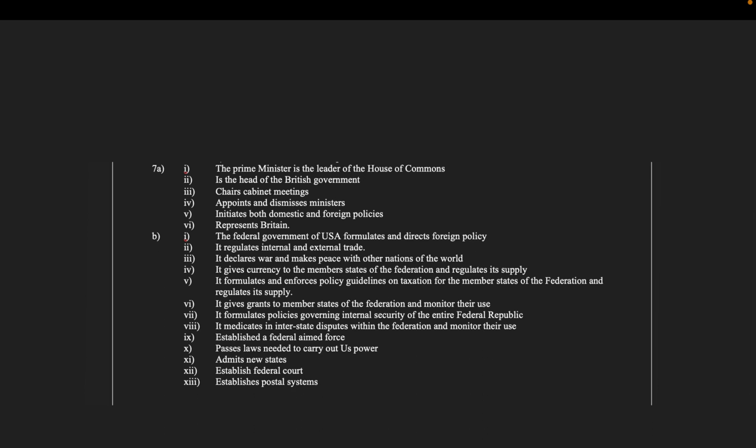Establishes a federal armed force. Passes laws needed to carry out its powers. Admits new states. Establishes federal courts. Establishes postal systems.